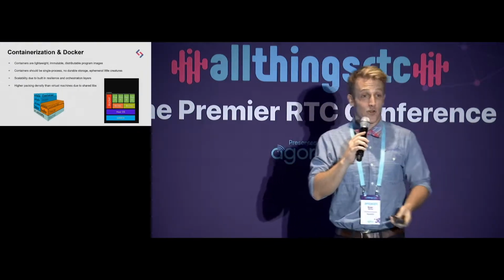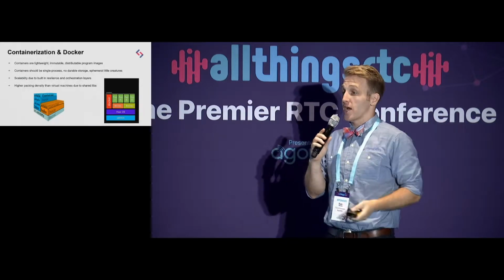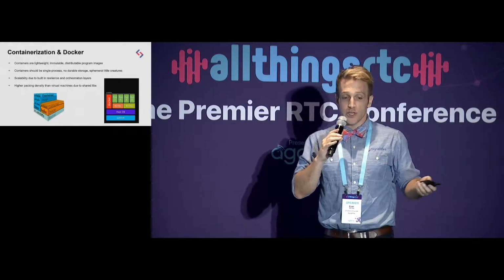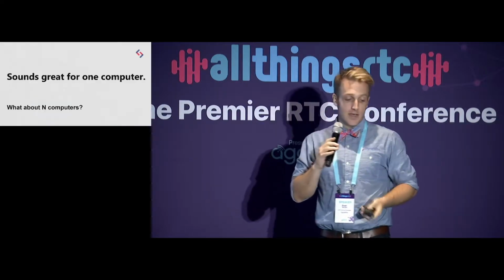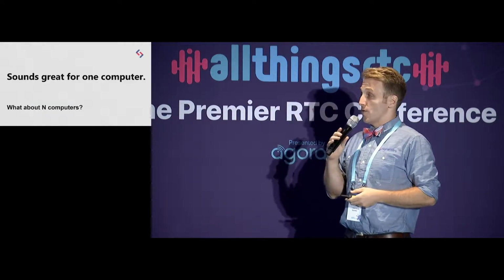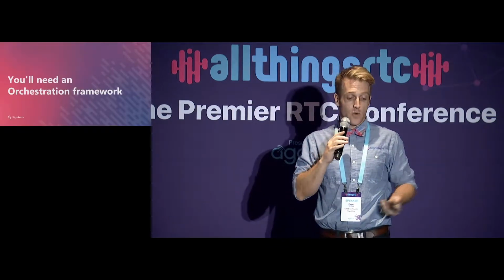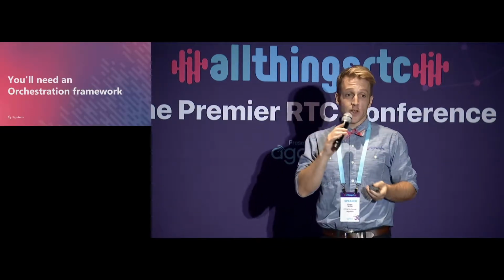We all know why they're great. Baking a Docker image, like he was just talking about, is fantastic, lightweight, and really easy to deploy. You get immutable images. They're just lovely. That sounds great for one computer, but then what do you do about N computers? This is where Kubernetes and Docker Swarm come in. You're going to need some kind of orchestration framework.